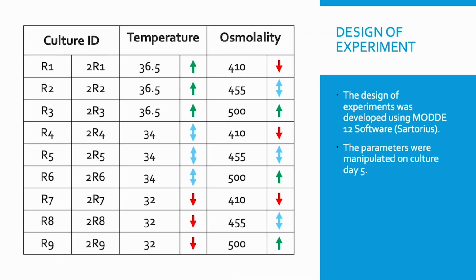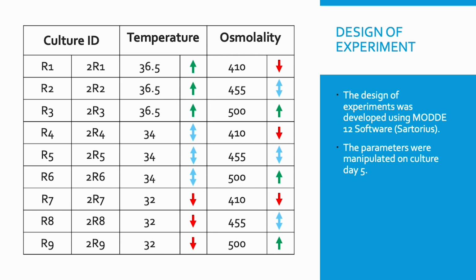This is the experimental design for my work, which was developed using Modde 12 software, where the range of the temperature was between 32 degrees, which is the hypothermic condition, up to 36.5 degrees, which is the physiological temperature of the cells, with a midpoint temperature at 34 degrees. While the osmolality level was set at 410 milliosmol per kg for the low level to a high level of 500 milliosmol per kg, with a midpoint at 455 milliosmol per kg.